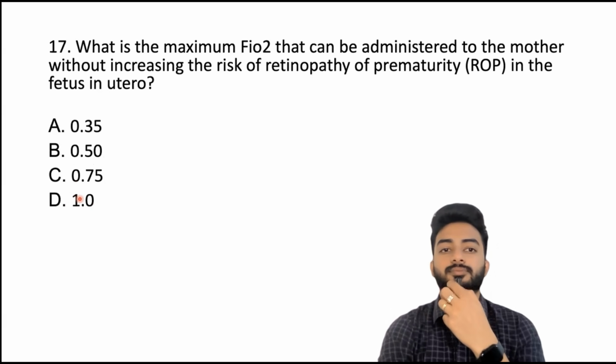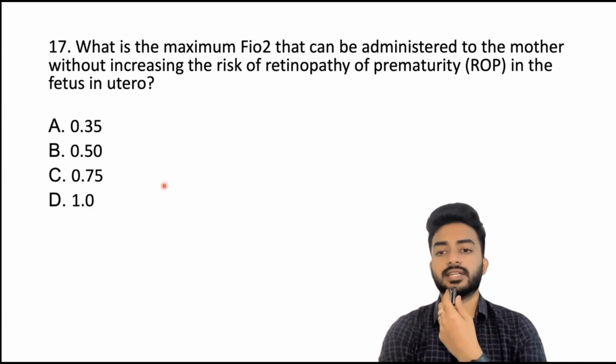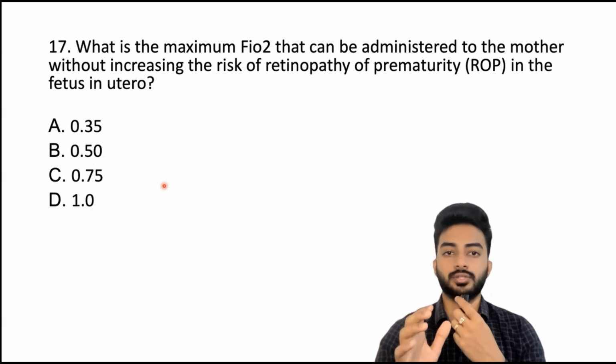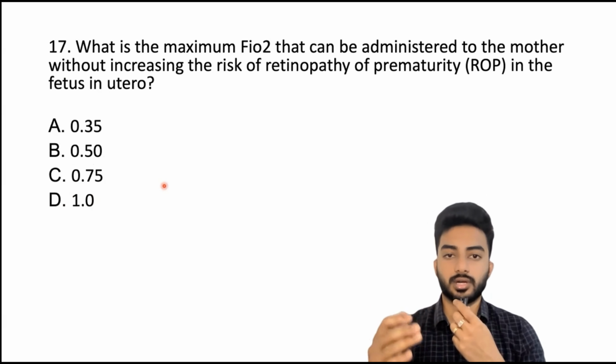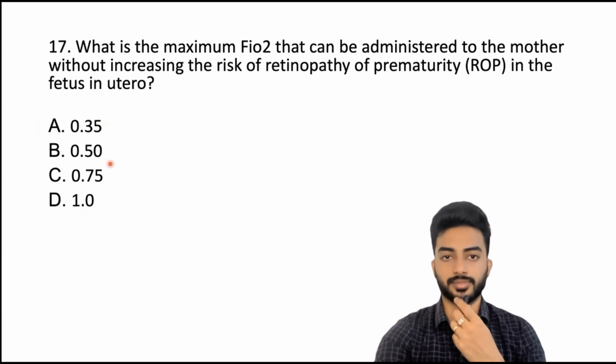Next, 17th question. What is the maximum FiO2 that can be administered to the mother without increasing the risk of retinopathy of prematurity in the fetus in utero? Option A 35%, option B 50%, option C 75%, option D 100%. So this question is a trap for you. They have asked what is the maximum FiO2, and you know that an increase in FiO2 will cause retinopathy of prematurity. So seeing this question, you will think it is not 100%, so it must be among these three options. So you will mark option A or option B.